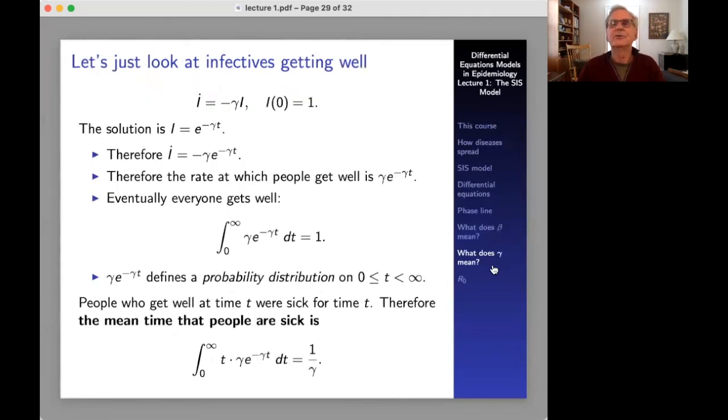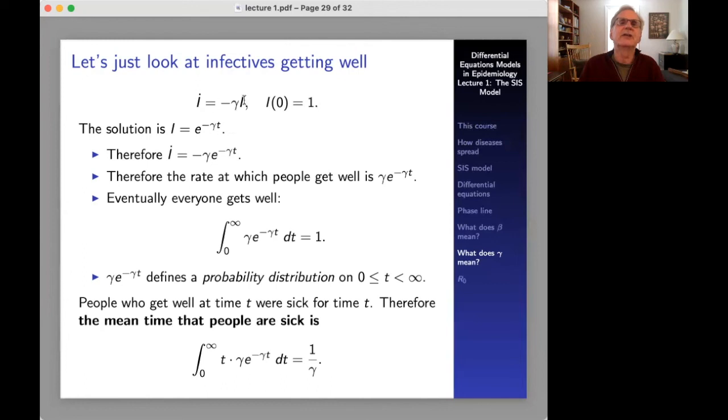Now let's turn to what does gamma mean? So this is something you may have learned about if you learned about exponential functions in a probability class. It's not really special to infectives, but let's go through it for infectives. So let's just think about infectives getting well. Let's forget about them getting diseases. Let's simplify everything here. So here's how infectives get well.